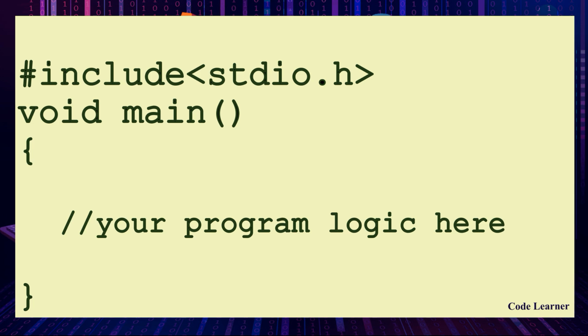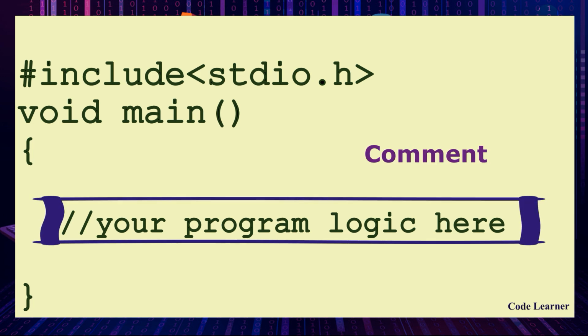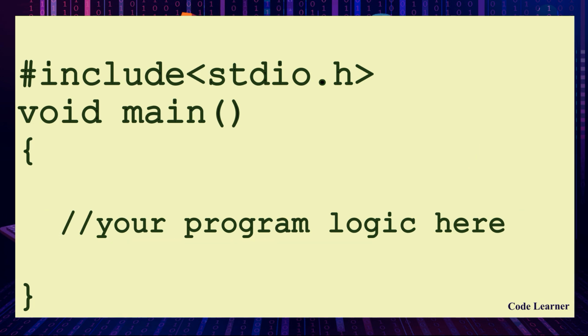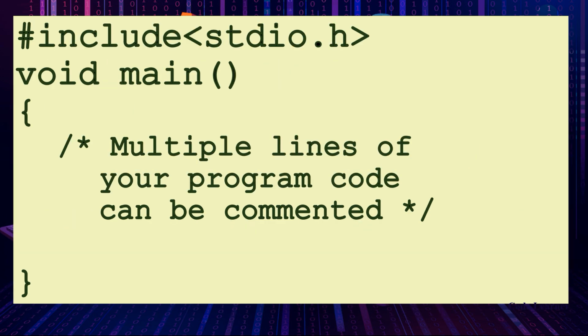In this sample code, inside the two curly brackets, I have given a statement, "your program logic here". Before that statement, I have given two forward slashes. This is called commenting. That means the compiler will skip this line. Every line starting with two forward slashes will be skipped by the compiler. This is called a single-line comment. There is also a multi-line comment, with which we can comment more than one line in a program, using forward slash star, then star forward slash.